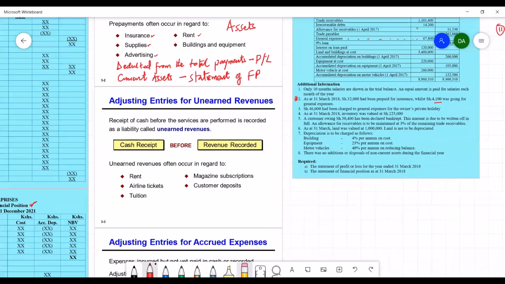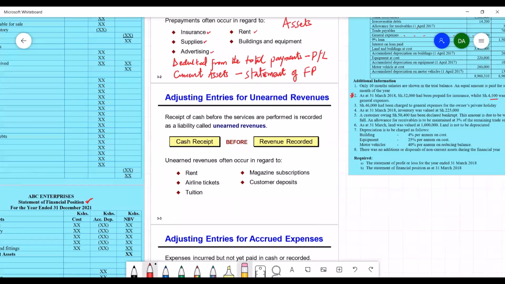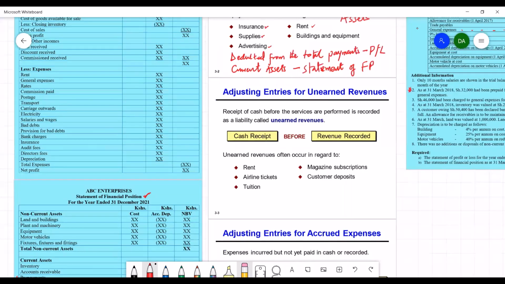The next adjusting entry is unearned revenue. This is a situation whereby cash has been received for revenue, but the performance for earning that revenue by the organization has not been done. Therefore, that organization or the firm is now having a liability. They have not provided goods or services that they need to provide in exchange. So that is a liability. Therefore, unearned revenue is a liability in the statement of financial position.